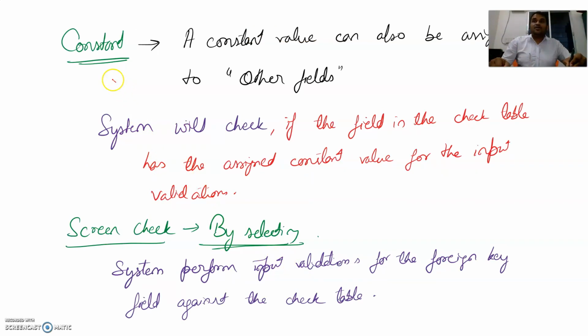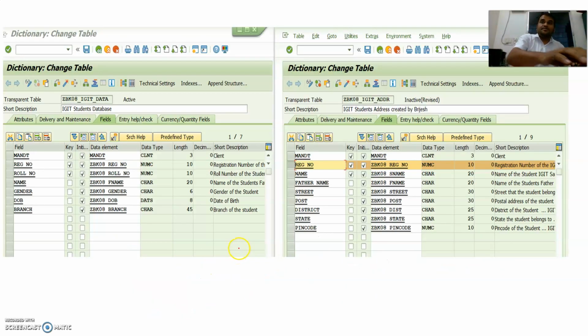Similarly, there are constants and a screen check. These are the options available in the foreign key table. Let us go directly to the example.